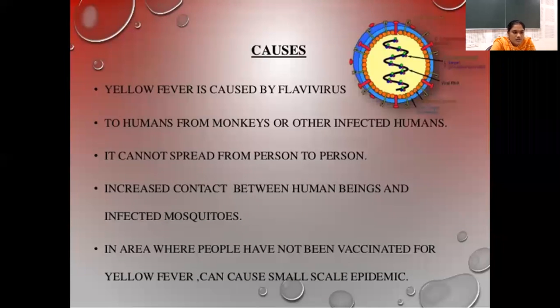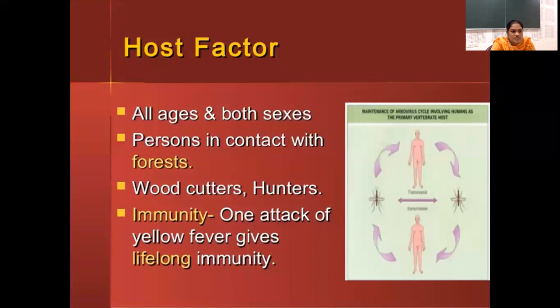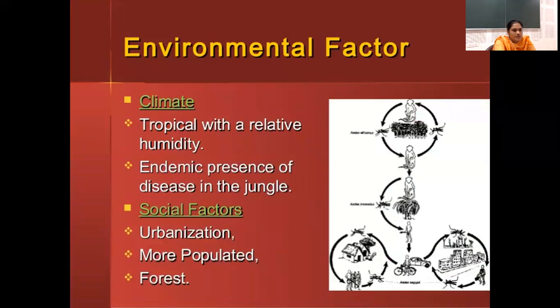It is infected from other infected humans and the monkeys. It is transmitted by mosquitoes. It cannot be spread from person to person. So the host factors: all ages, both sexes, and the persons in contact with the forest, woodcutters and the hunters. Once a person is attacked with yellow fever, it gives lifelong immunity. The environmental factors are the climate, tropical with relative humidity, and jungles, urbanization, and more populated areas near forests.